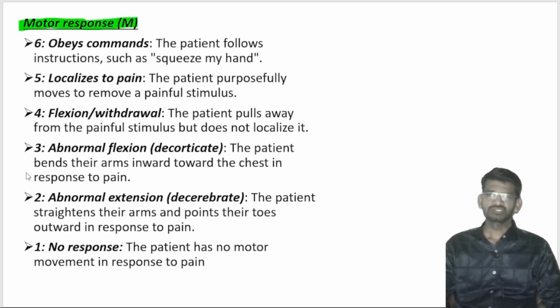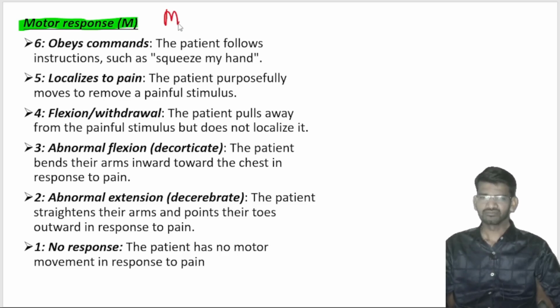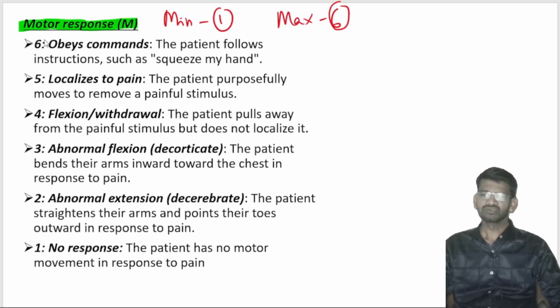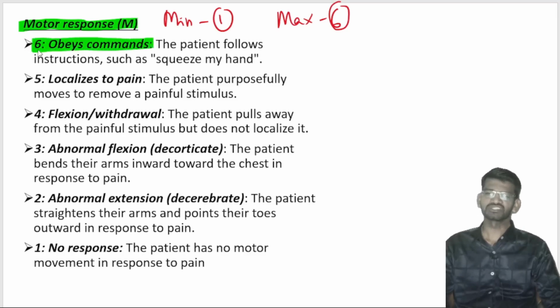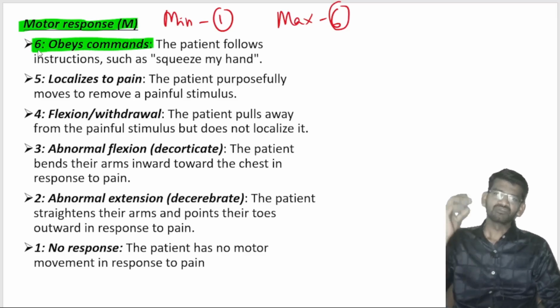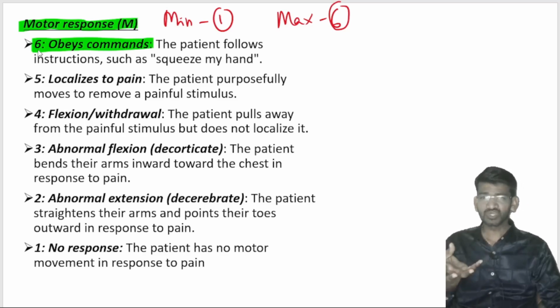In the motor response, what we do is assess the patient's motility, or the activity levels. Here the minimum score is 1, and the max score will be 6. So here we assess 6 components. A score of 6 will be given if the patient obeys your commands. That means you will ask the patient to hold my finger, or lift your right hand, lift your left hand.